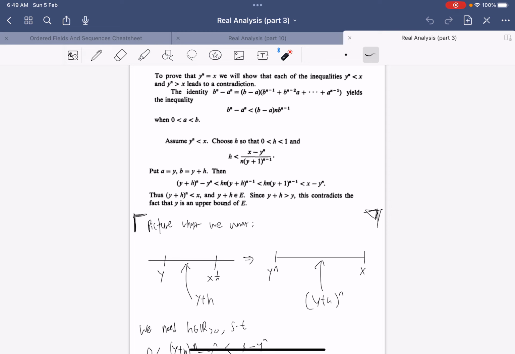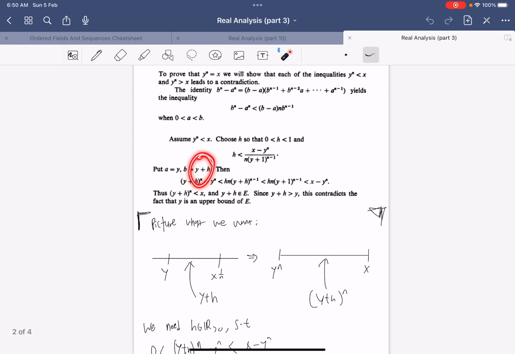So we choose, let's just read the proof first before I give you an understanding of why we have chosen h to be the following. From Rudin, he just says that we choose h to be between 0 and 1 and h to be less than this complicated looking thing. And then we set a to be y and b to be y plus h.